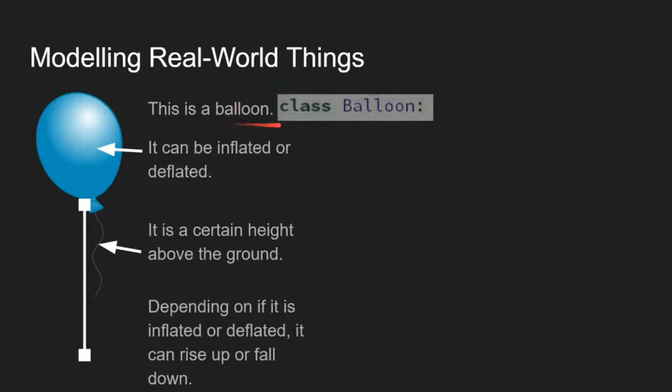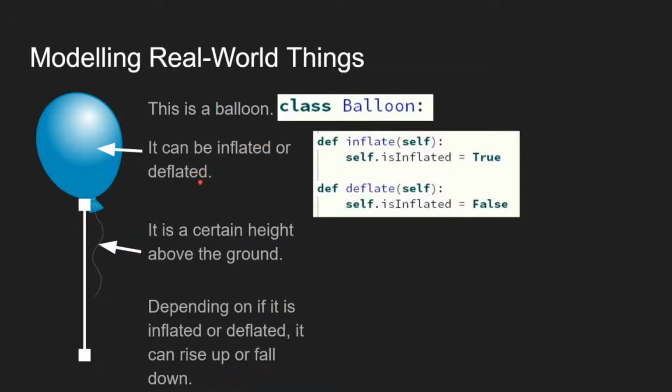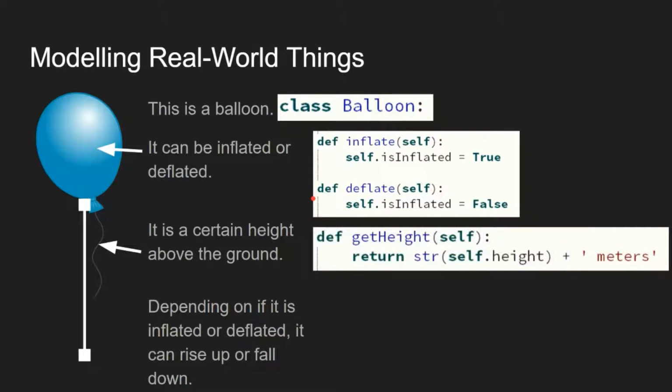This is a balloon, so we could write class balloon. It can be inflated or deflated. Looking at this from a high level, don't worry about the exact syntax yet, but you can see that this function seems to set this variable to true, and this function seems to set this variable to false. So we can inflate the balloon and we can deflate the balloon. It is a certain height above the ground, so this seems to be returning some number, height. So this balloon class seems to be storing this number, height.